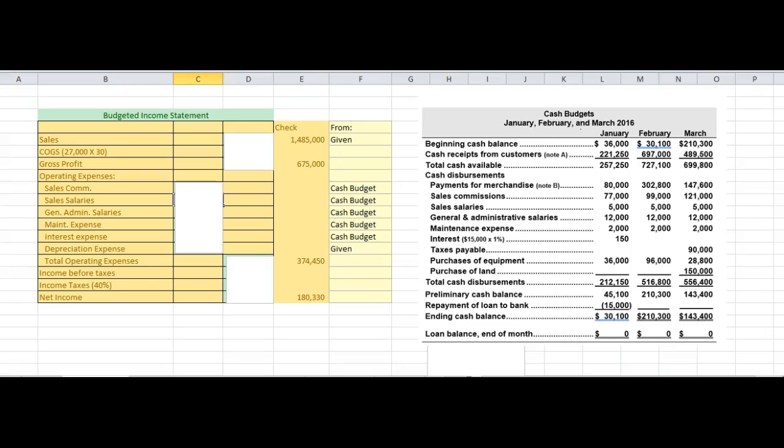Okay, video 2. Now we're going to look at the budgeting. We're going to look at a budgeted income statement, a budgeted retained earnings, and a budgeted balance sheet. So here we go. And these were plug and chugs in many cases.